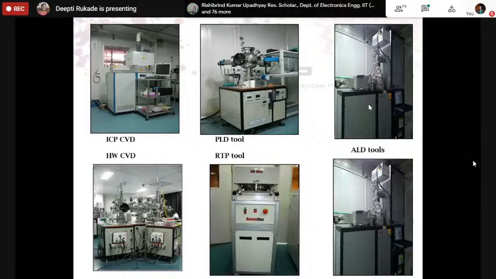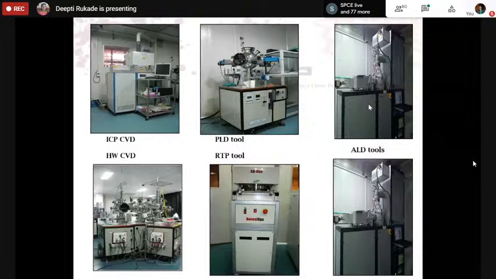Moving on to the next one, we have a hot wire CVD that you can see on the left-hand side below corner. So this hot wire CVD system is a chemical vapor deposition system, and this was indigenously built by IIT Bombay students. It was from scratch. How it works is, it is almost similar to any CVD system. It has 4 different chambers, which are dedicated for 4 different materials.